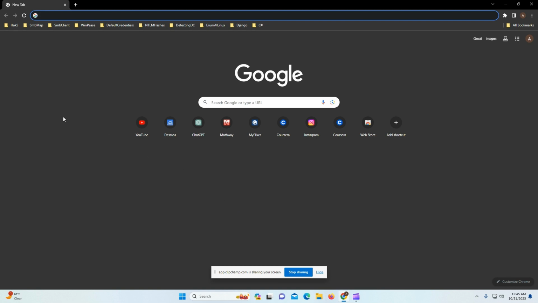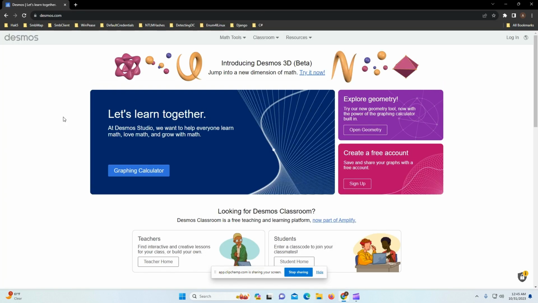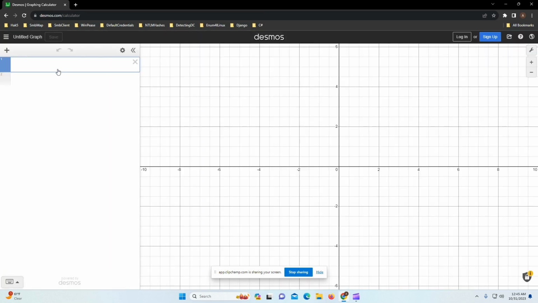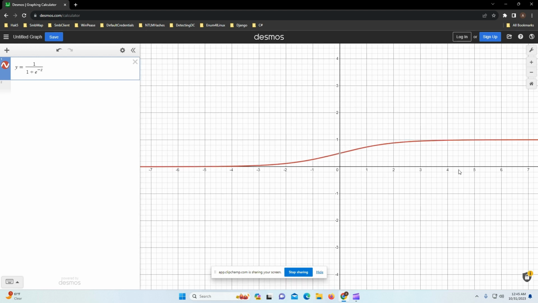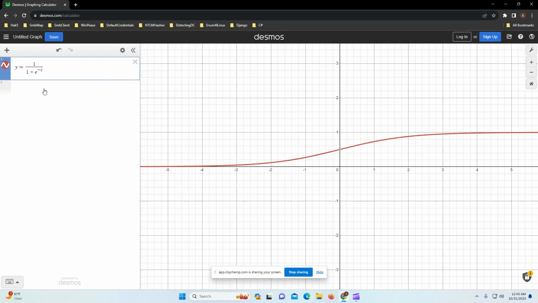So in this video I want to cover the model for logistic regression, and the model is y equals 1 over 1 plus e to the power of some number. And I'm going to explain how this works, alright?